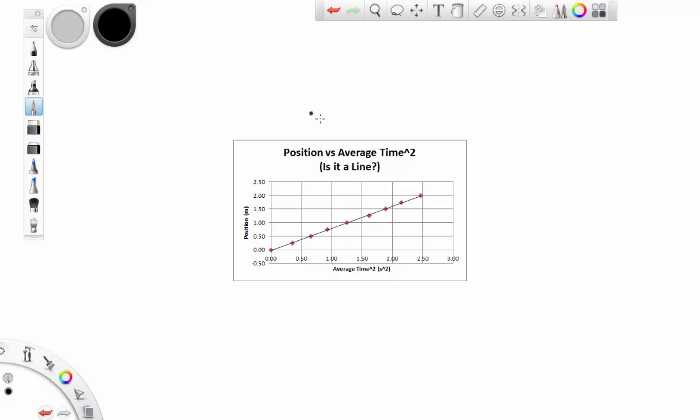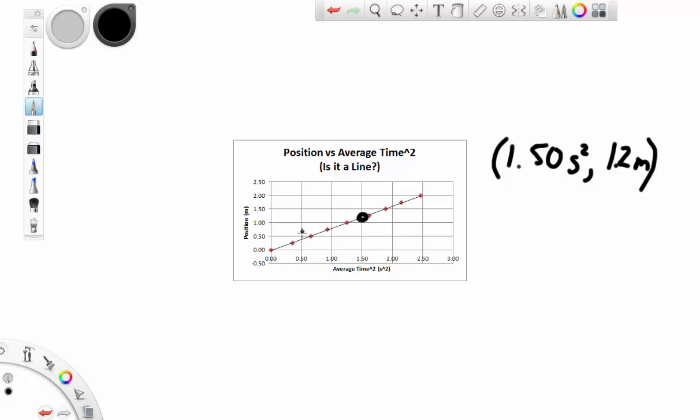It looks to me like I am going through maybe this point right here, which looks like maybe 1.5 comma 1.2. So let's just call that 1.50, and remember that this axis is in seconds squared, comma 1.2 meters. And so that's one point that's on this line of best fit. Now I need to know another point that's on this line of best fit. So ideally I would get 2 points that are reasonably far apart.